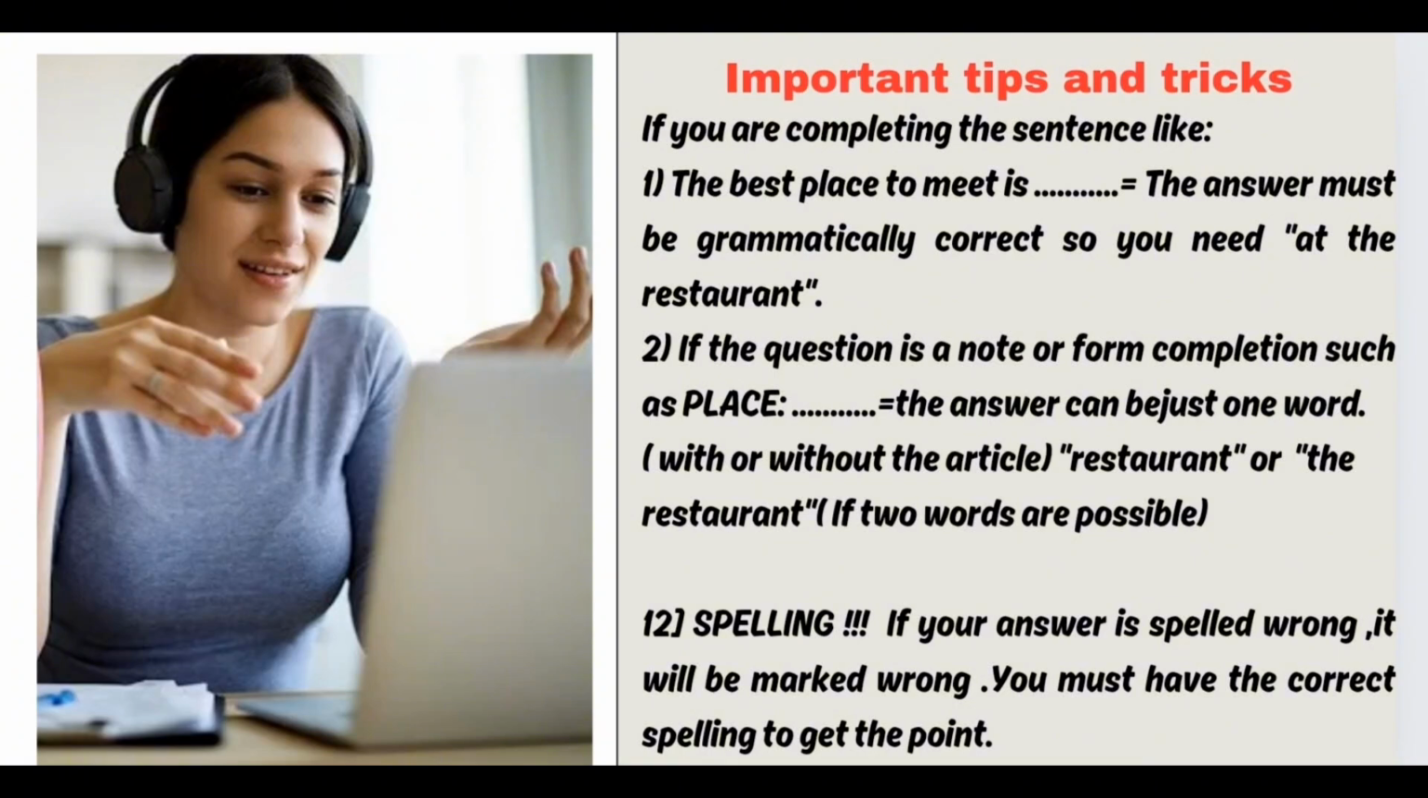And if the question is a note or form completion such as a place, you have to mention only the place here, so you will write the word restaurant. So the answer can be just one word. You can write with or without the article. So if the instruction says that 2 words are possible, you can write the restaurant, and if it says that only one word is allowed, you will write only restaurant. So it totally depends on the type of question.